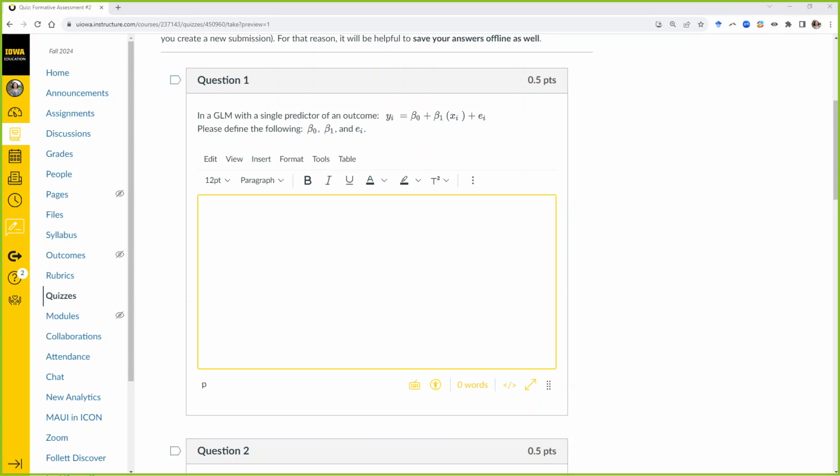So starting with the formative assessment, the first question, looking at the model notation for a GLM with a single predictor of an outcome, can anyone tell me what is or how to describe the beta 0?